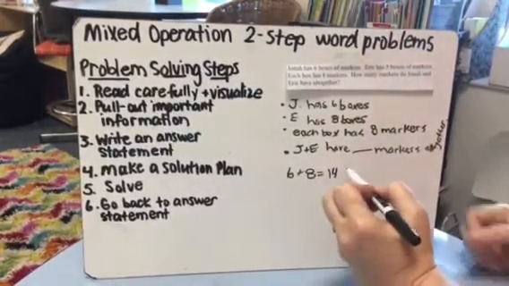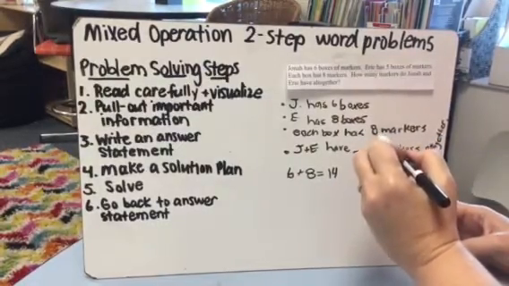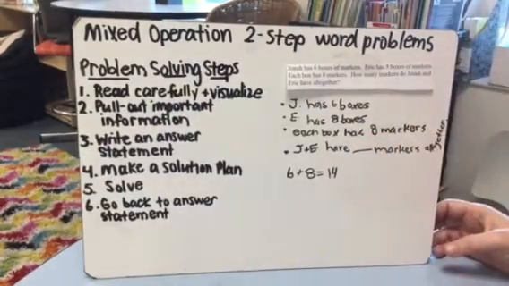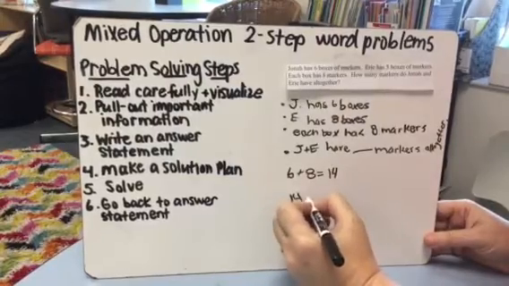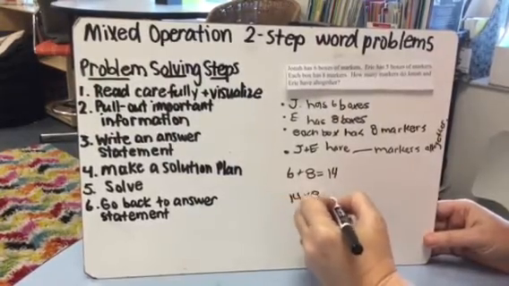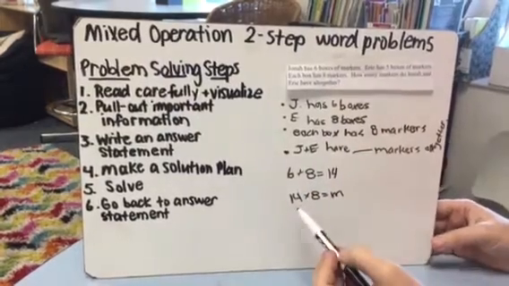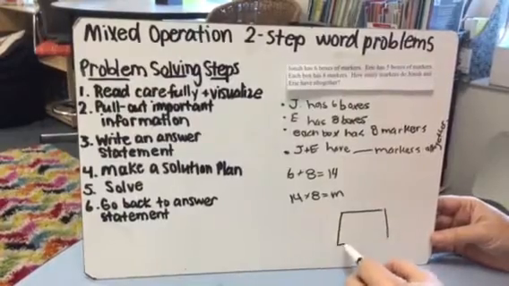So I have 14 boxes of markers. Each box has 8, so I have 14 groups of 8. That is a clue to me that it would be a multiplication equation. So 14 times 8 equals m. All right, so I have a 2-digit by a 1-digit multiplication. Our strategy for that is the area model.